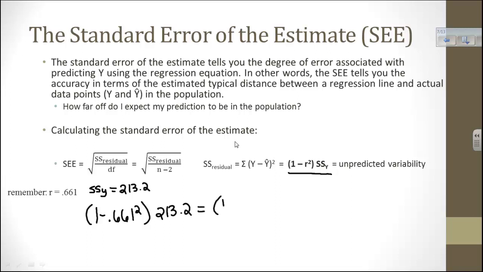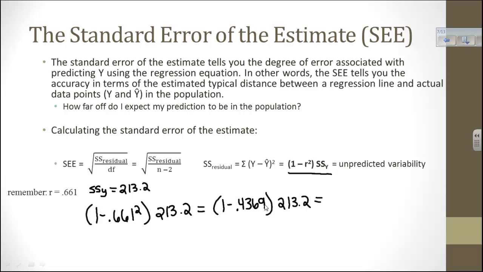So this becomes 1 minus, so 0.661 squared gives you 0.4369. 0.4369 multiplied by the sum of squares y, 213.2. So right now, I know that my effect size for the relationship between expected and earned quiz grades is 0.4369. So if I turn this into a percent, I could say 43.69% of all the differences in earned quiz grades can be attributed to the relationship between earned and expected quiz grades.